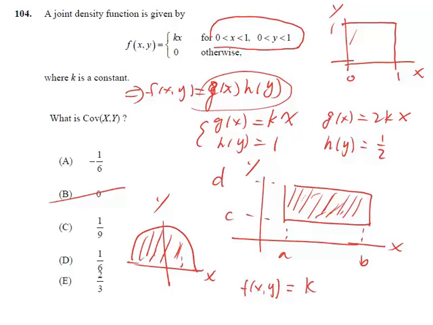I want to emphasize that two conditions must both be met. One condition is you can express the joint density as a product of two separate densities, one for x, one for y. And the second condition, which most people forget, is that the distribution area has to be a rectangle area. If these two conditions are met, you're safe to say that the two variables are independent. And that's the end of question 104.